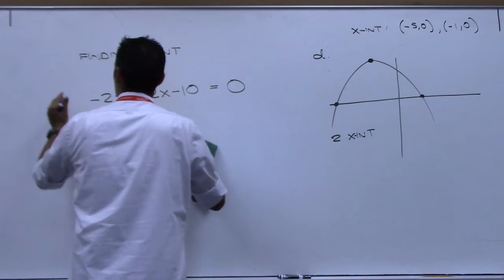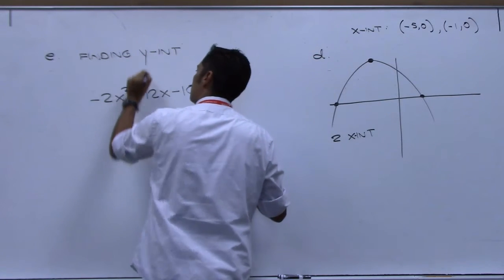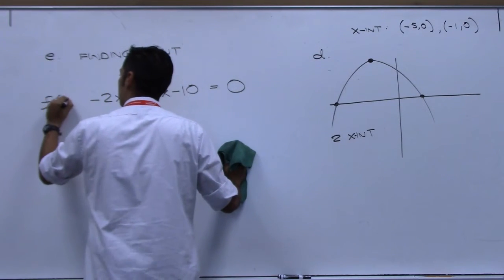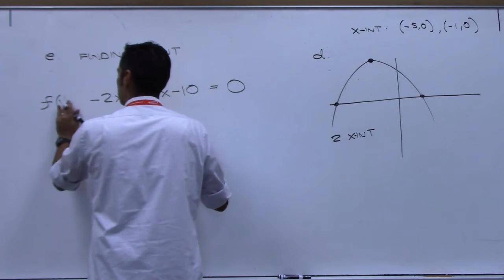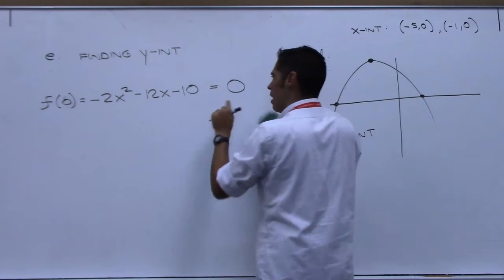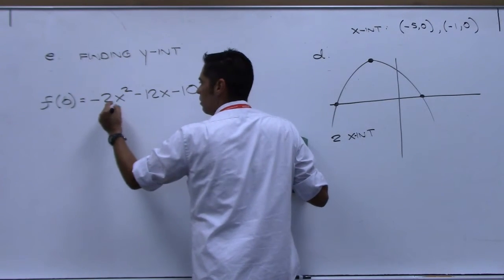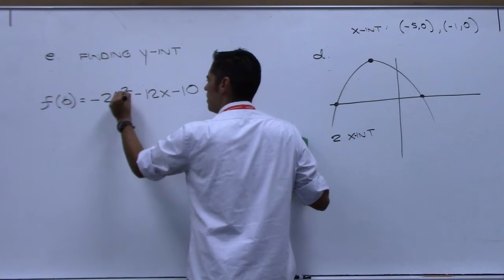So I'm on step E now. I'm finding the y-intercept, so I'm finding f of 0. So just replace all of these with zeros, right? All of these with zeros. So what happens when you do that here?